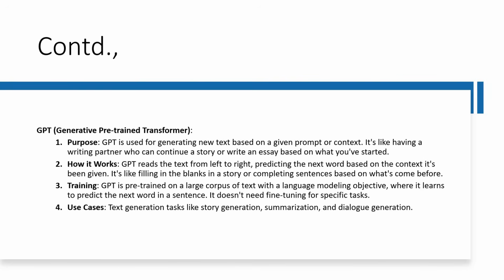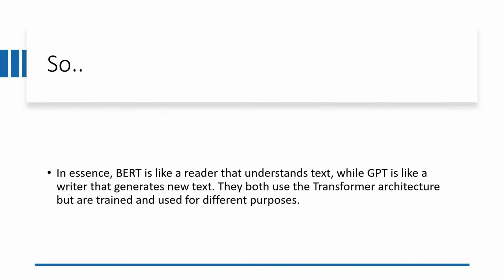Text generation like story generation, summarization, dialogue generation, all these can be very easily done with GPT. To put it in very simple words, BERT is like a reader that understands text, while GPT is like a writer who can generate text. They both use the transformer architecture but are trained and used for different purposes.